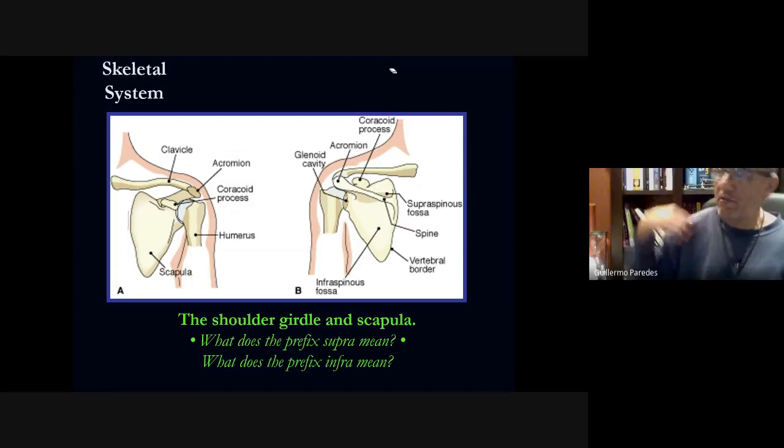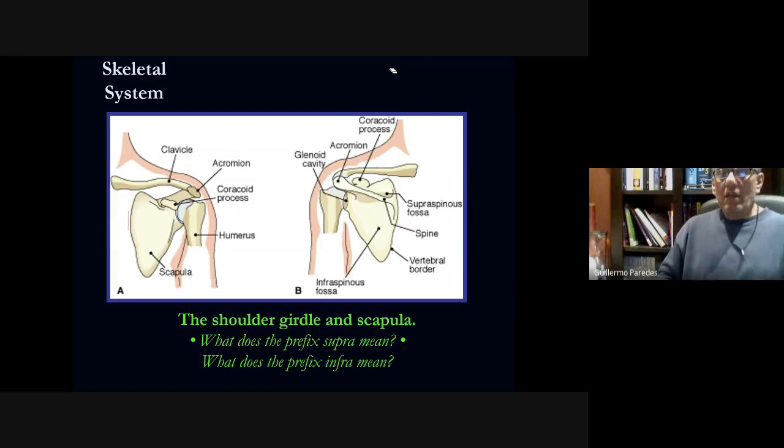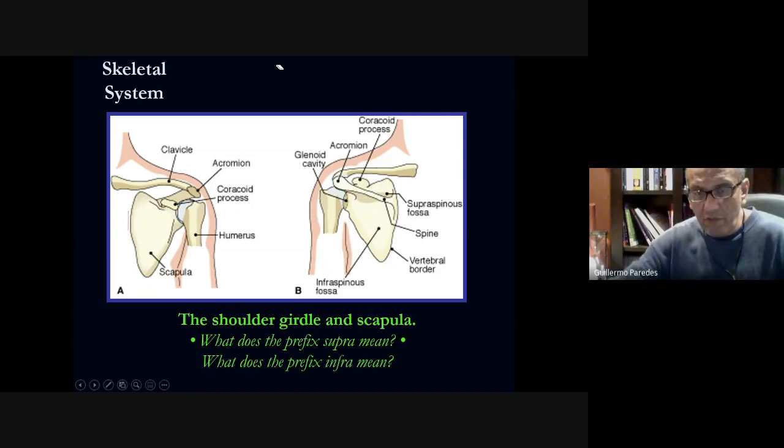So the only articulation that is going to attach the upper extremity to the trunk is the articulation between the sternum and the clavicle. It's the sternoclavicular articulation. So here's the sternum. This is the sternum. And this articulation is the only one that is going to make the upper extremity be close to your body.